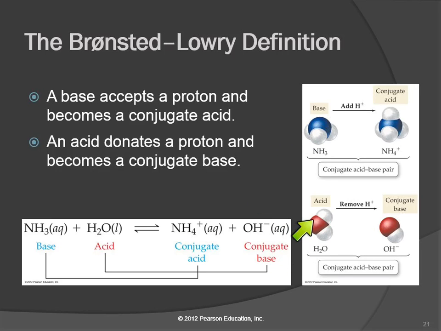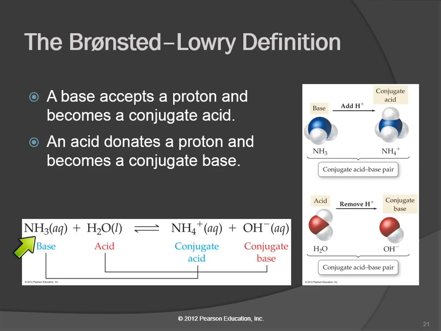Water, H2O and OH minus are a conjugate acid-base pair. If we take a hydrogen ion off of water, it becomes hydroxide ion. If we add a hydrogen ion to hydroxide ion, it becomes a water molecule. These two things differ by a hydrogen ion.